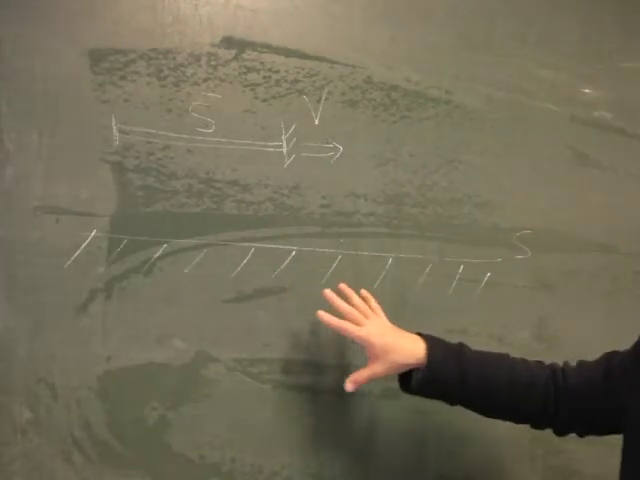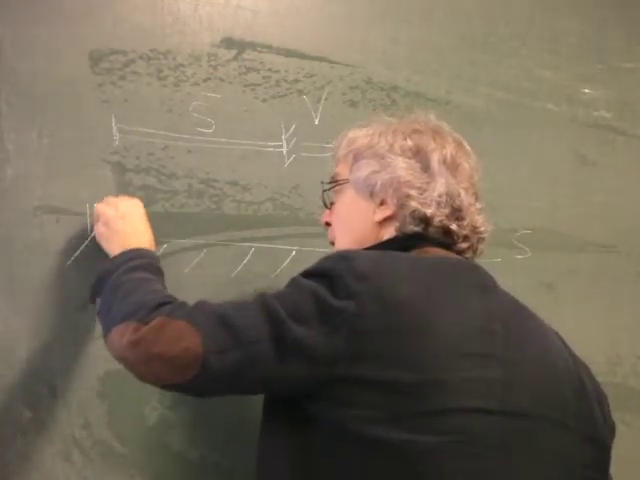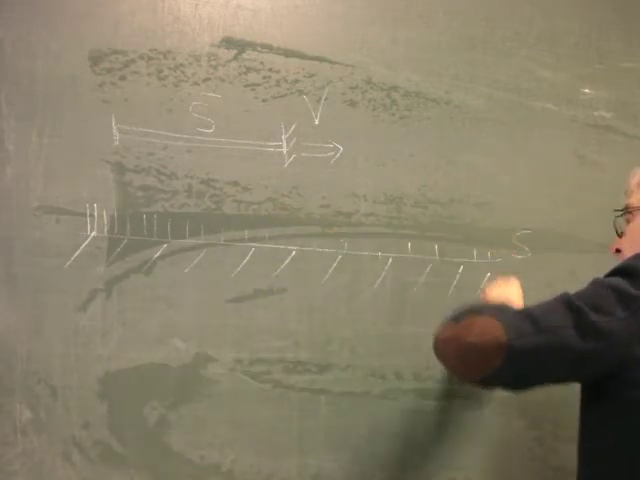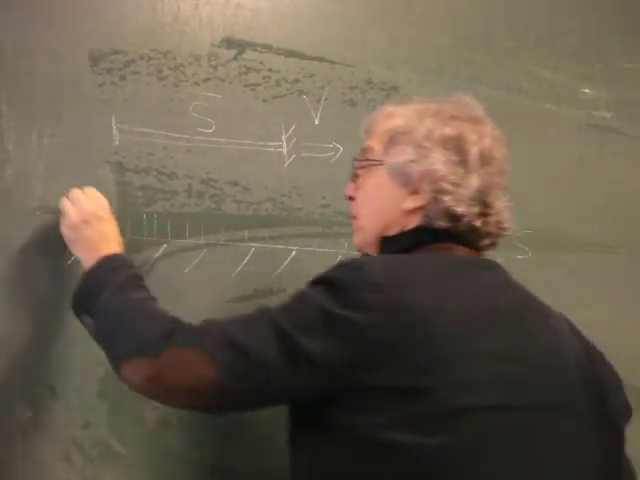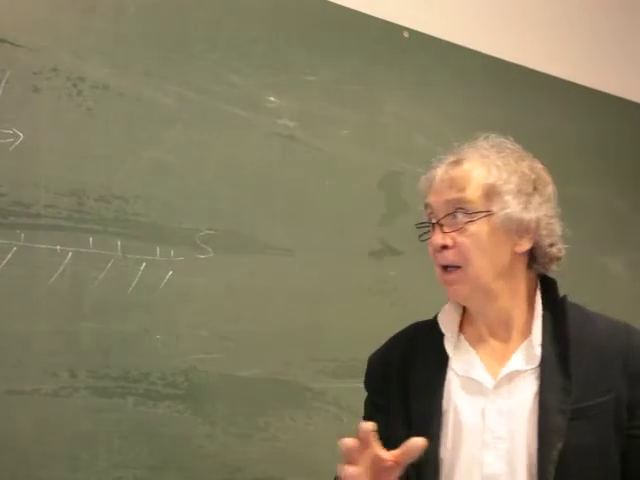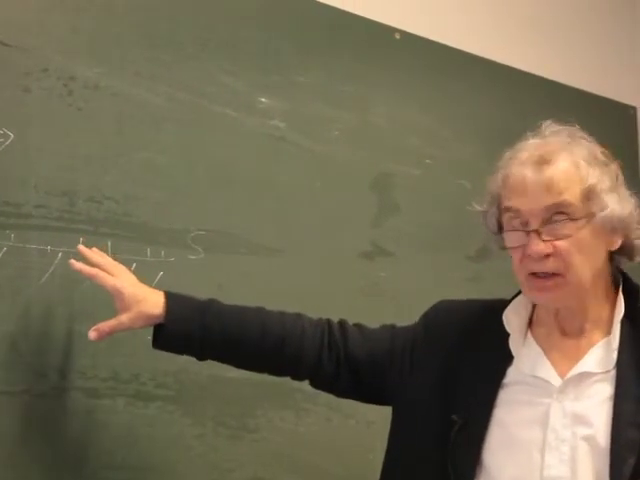Now, how do you measure the length of the train on the station? Would you agree with me that what you do is post many, many people all around, and they all have a watch. In all those watches, the clocks are synchronized.